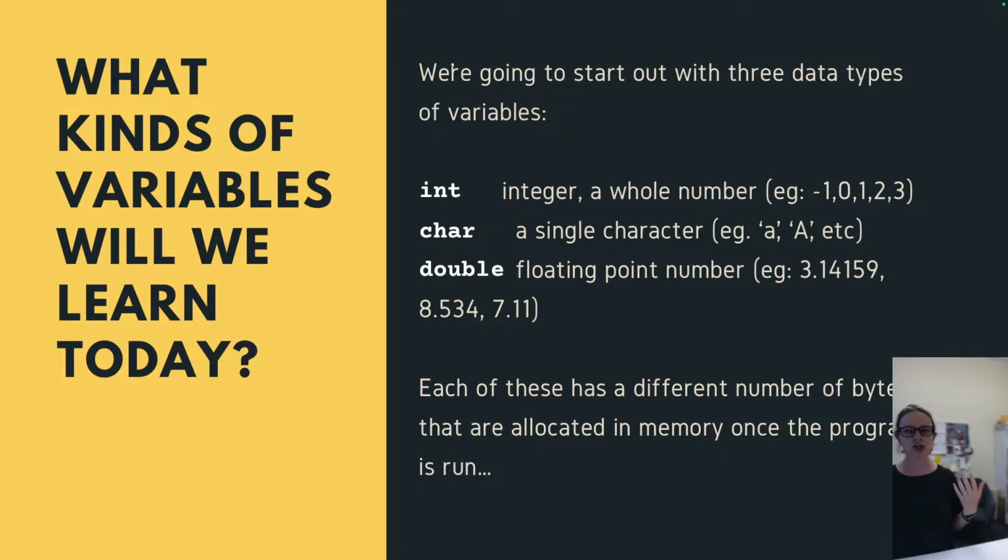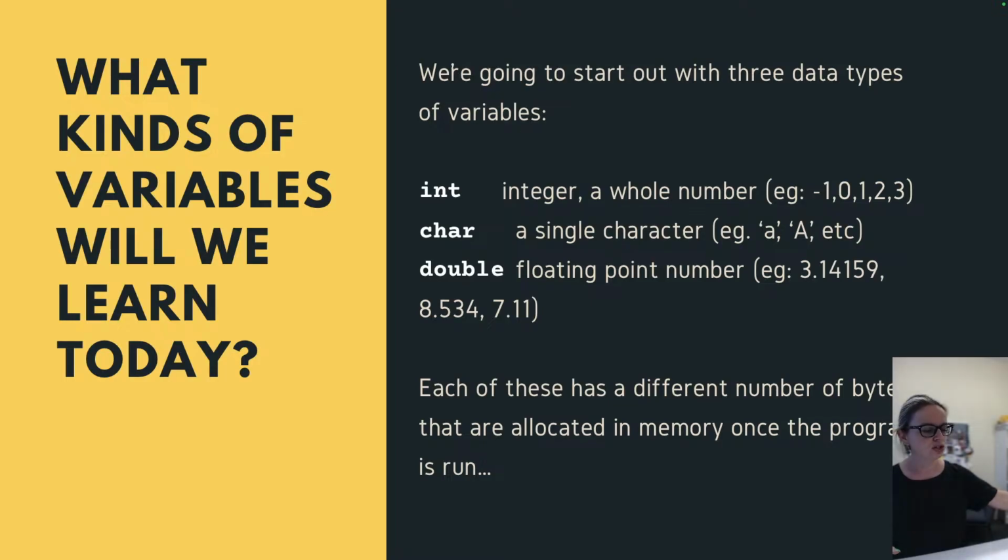Then we're going to look at a char, and a char is a single character. So things like letters of the alphabet are chars, but there are also other chars, and I'll talk about that when I actually talk about chars, so that it's not just a whole bunch of information overload for you. And then also a double, a floating point number. So that's your decimals that we're going to talk about.